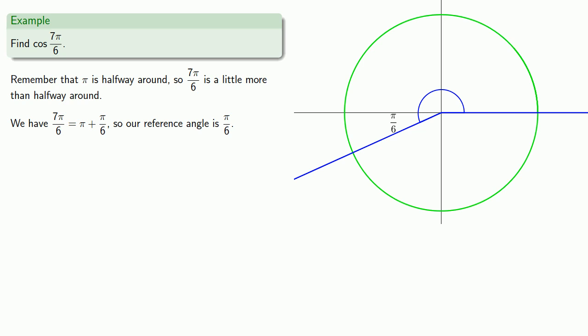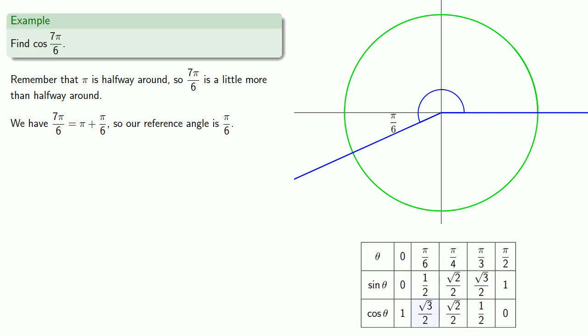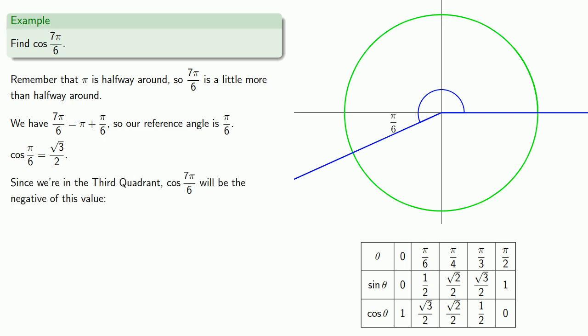Now our table tells us that the cosine of pi over 6 is square root of 3 over 2, so that's our x-coordinate. But since we're in the third quadrant, cosine of 7 pi over 6 will be the negative of this value, and so that gives us cosine of 7 pi over 6 equals negative square root of 3 over 2.